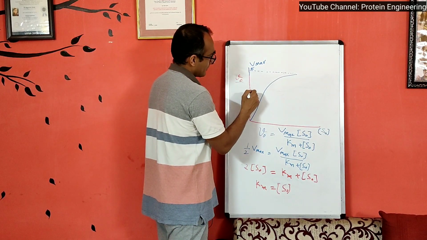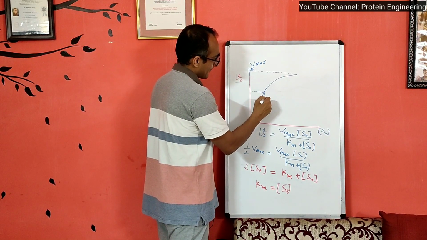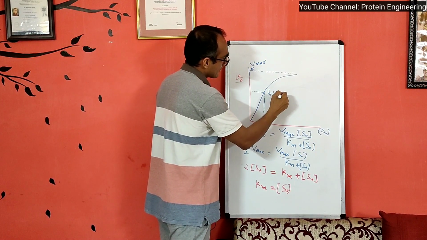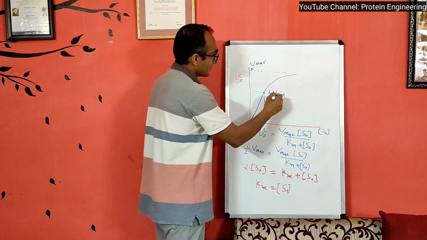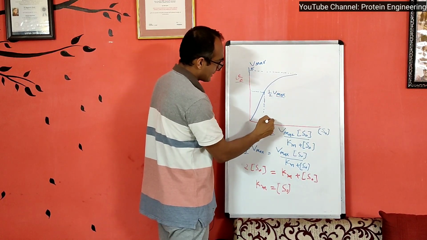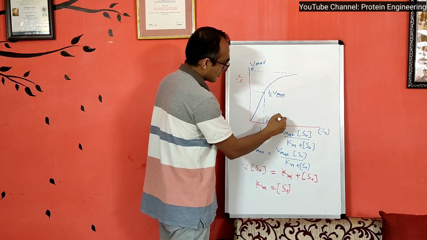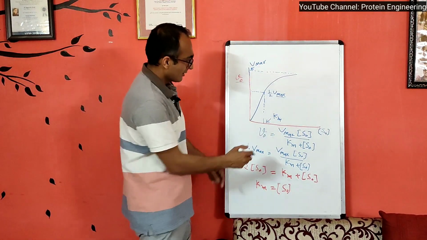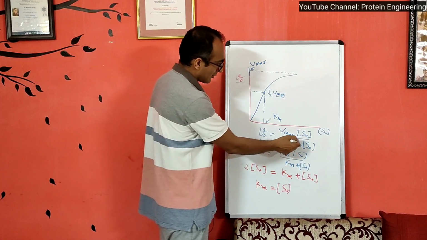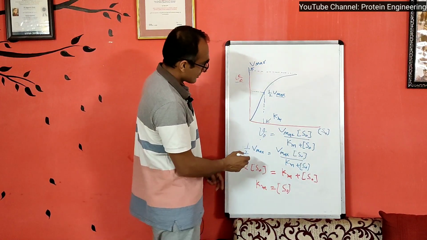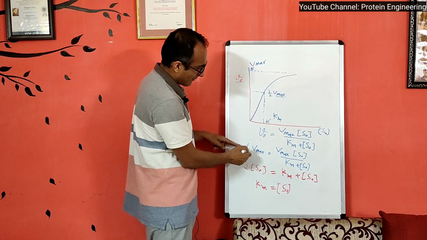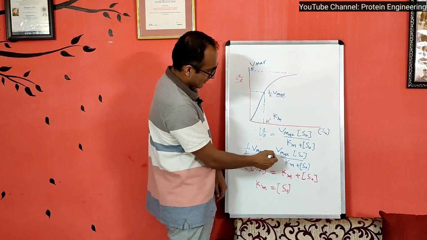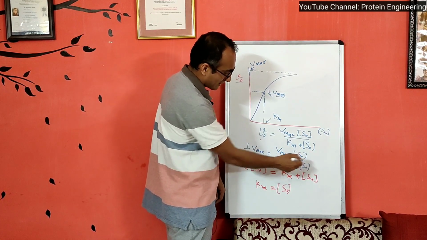So for example, if this is half Vmax, at half Vmax the substrate required is equal to the value of Km. So this can be derived from the Michaelis-Menten equation. V naught is equal to Vmax S naught divided by Km plus S naught. So at half Vmax, when you have half the value of Vmax, half Vmax is equal to Vmax S naught divided by Km plus S naught.